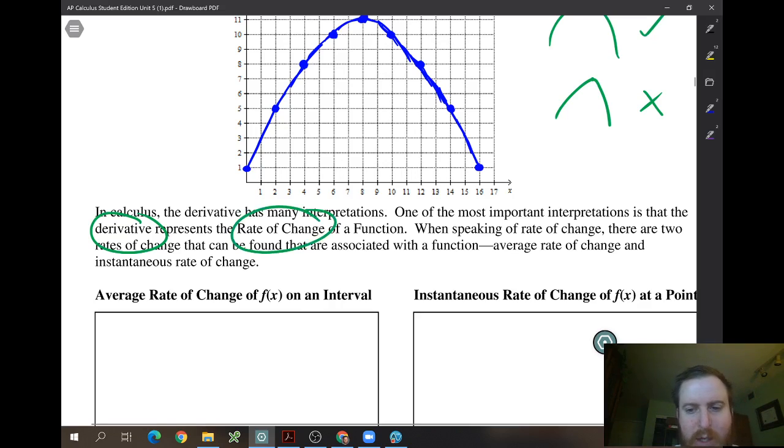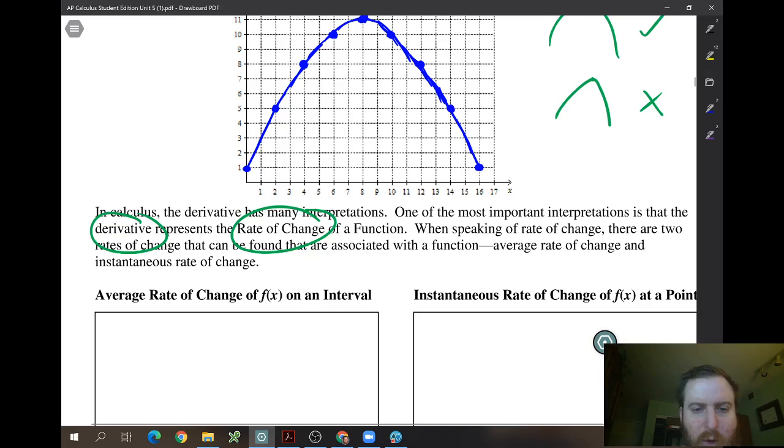And when we talk about slope or this rate of change concept, we actually have two different types of rate of change. We have an average rate of change and an instantaneous rate of change. And so far we haven't really made that distinction. So we're going to talk about that now.